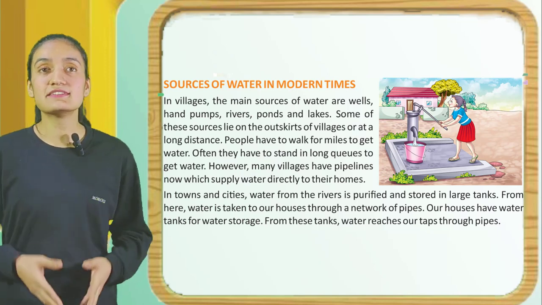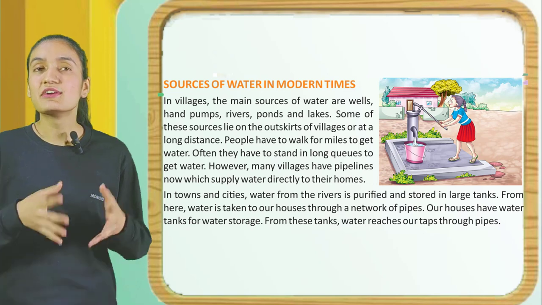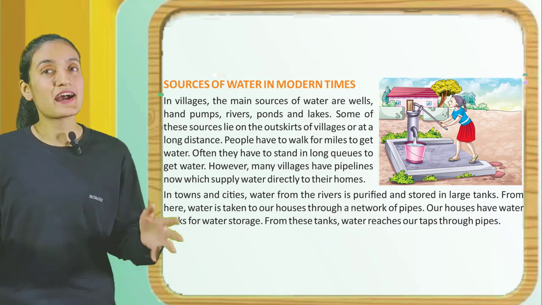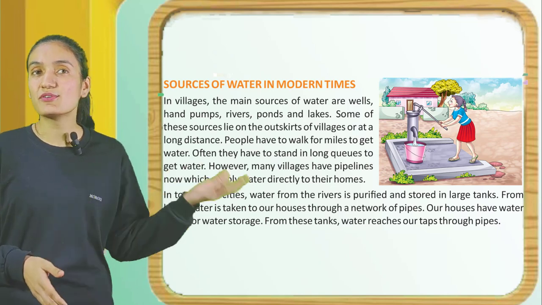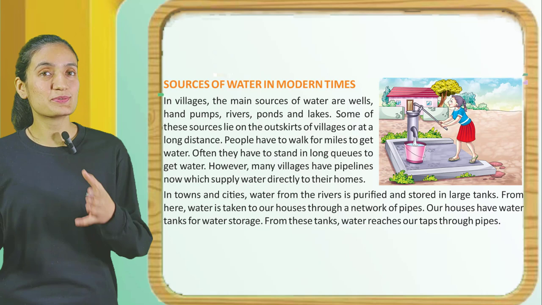In towns and cities, water from rivers is purified and stored in large tanks. From here, water is taken to our houses through a network of pipes. Our houses have water tanks for water storage. From these tanks, water reaches our taps through pipes.